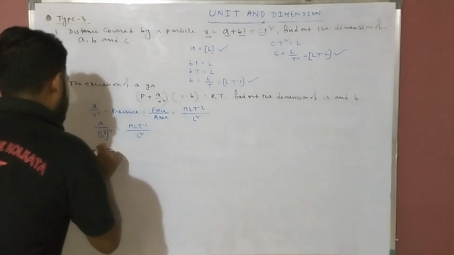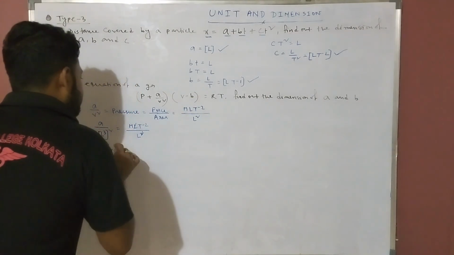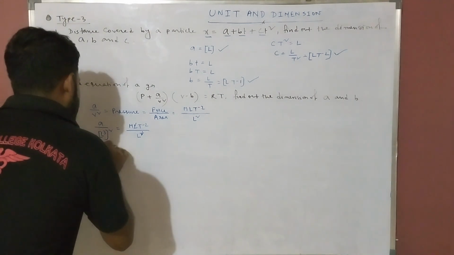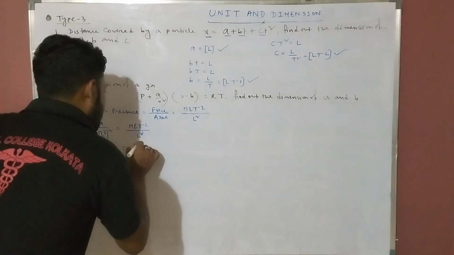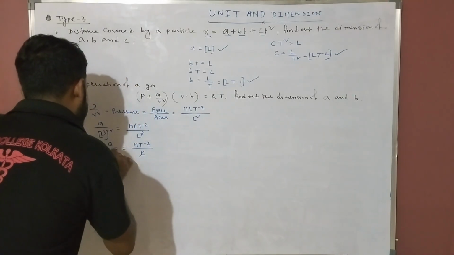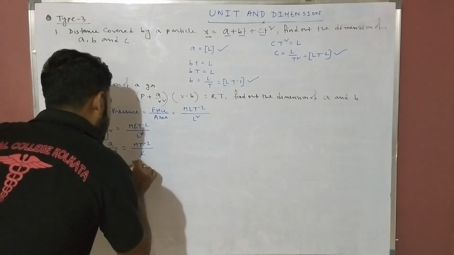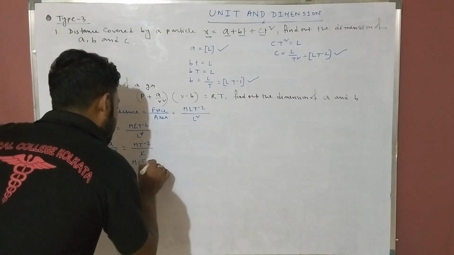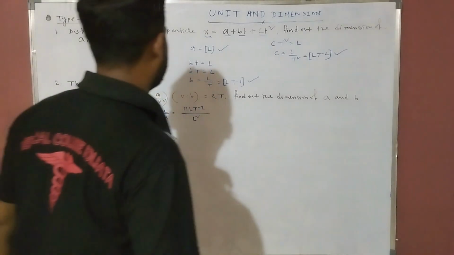Now we know the dimension of volume, L cube, its square, so A by L to the power 6 is equal to M L T to the power minus 2 by L square. So L cancels, A by L to the power 6 is equal to M T to the power minus 2 by L, on L cancel, L to the power 5. So A is equal to M L to the power 5 T to the power minus 2. This will be the dimension of A.